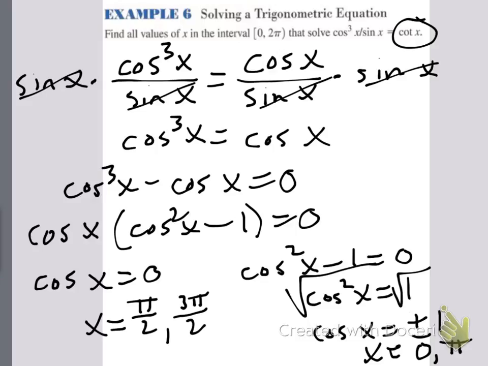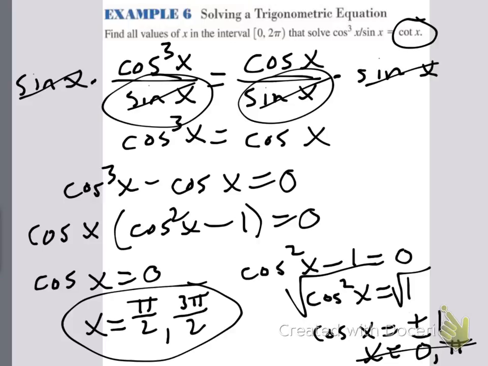Now the problem is if I took 0 and plugged it in for x in the original equation, our denominators would be 0, and that's no good, so it's not those. These are our only answers, because those are the only two values of x that work for both cosine and sine. These only work for cosine.